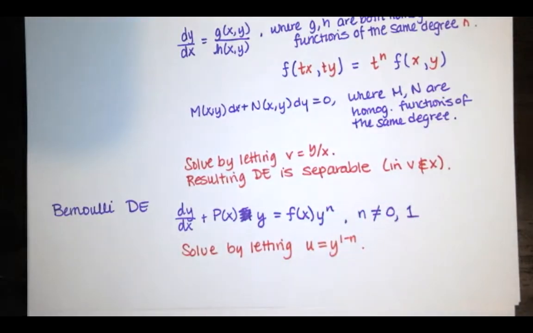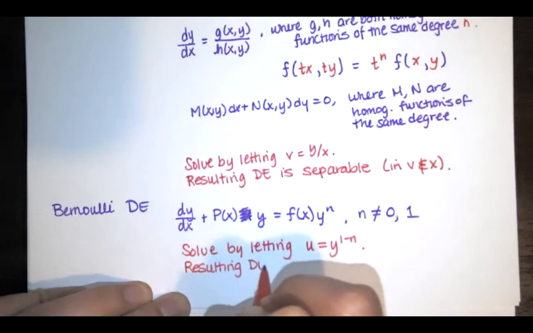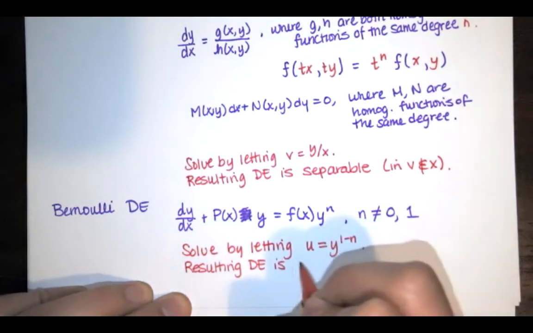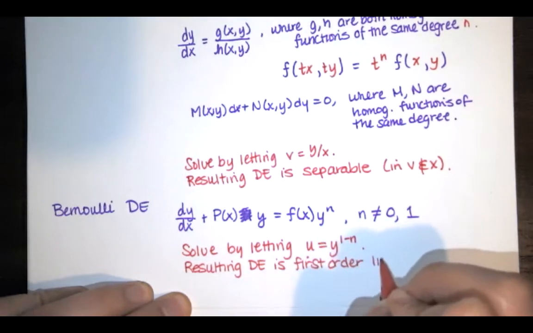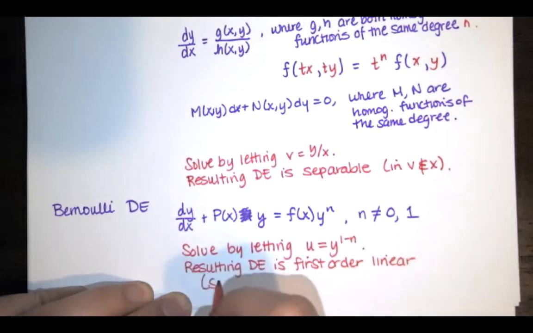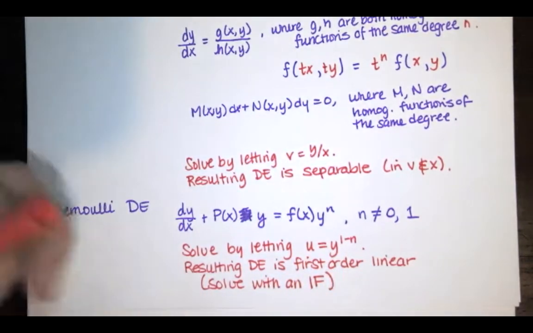You want to let u equal y to the 1 minus n power, and then differentiate as necessary. Substitute into the differential equation. And then after substitution and simplification, the resulting differential equation is a first order linear equation. You can solve that one with an IF, or integrating factor.